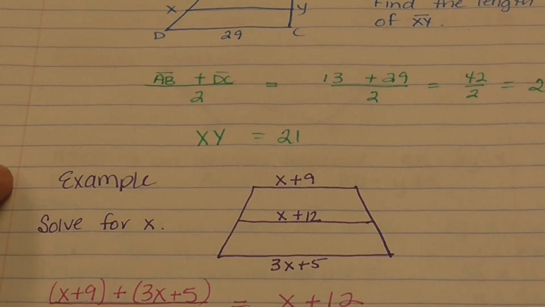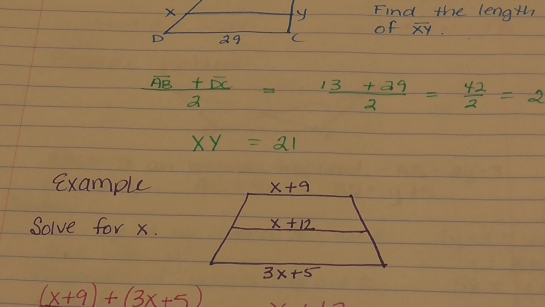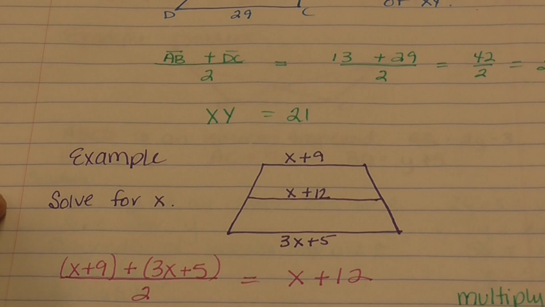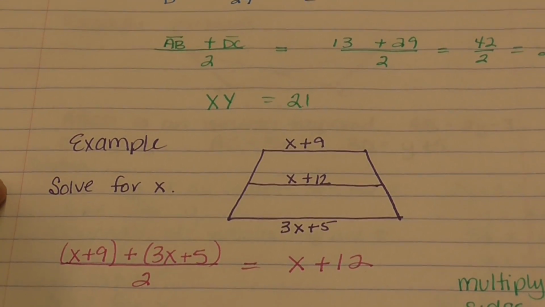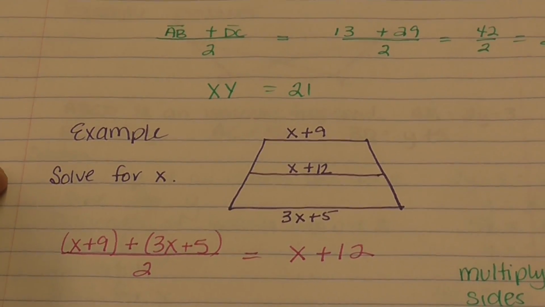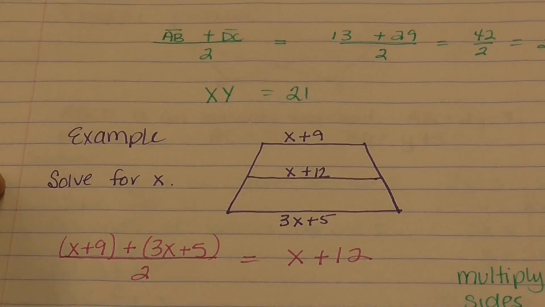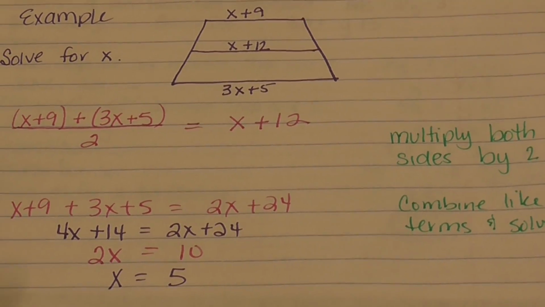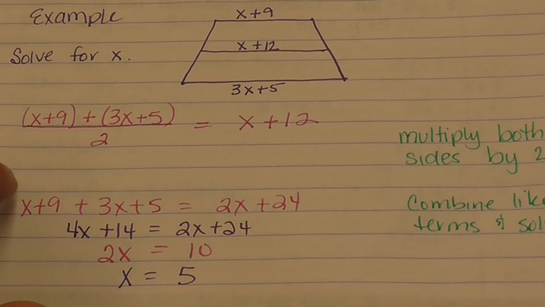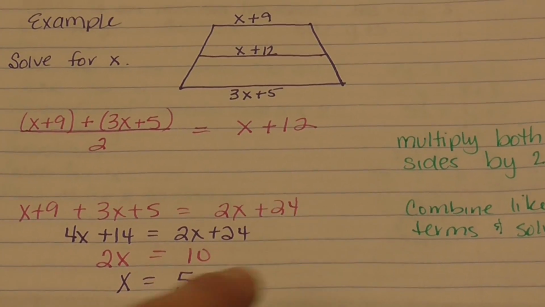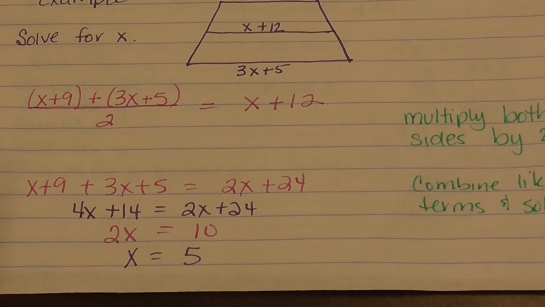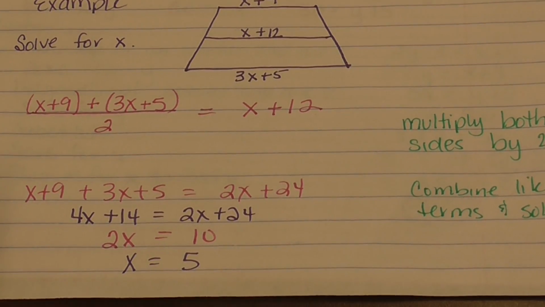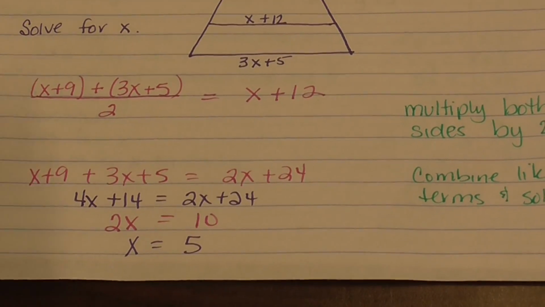So a harder example would be something like this, where all three lengths are given to you in algebraic expressions. Again, I would add the top and the bottom, so x plus 9 and 3x plus 5, and divide by 2. And what you would get would be your midsegment length, which I know is x plus 12. To undo the divided by 2 part, I'd multiply both sides by 2. It gets rid of the 2 on this side, and it multiplies into the expression over here. Combine my like terms, and I get 4x plus 14 equals 2x plus 24. Subtract, divide, and x equals 5.